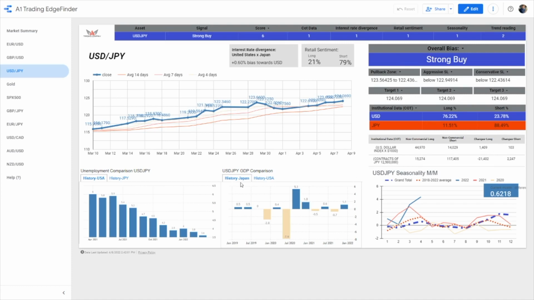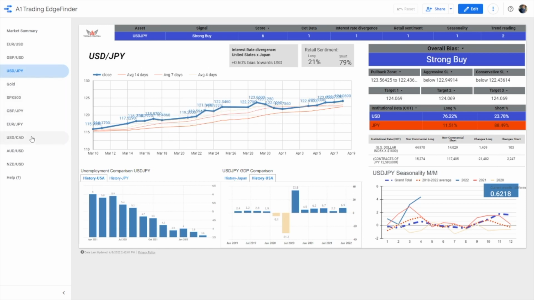Again, we can compare the GDP growth of these two countries. Here's the US, right? Growing pretty strong compared to the Japanese economy. It's growing, but not nearly as quickly. That may be a positive bias towards the dollar. So all said and done, dollar yen looks very attractive.